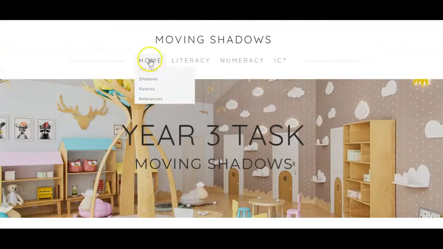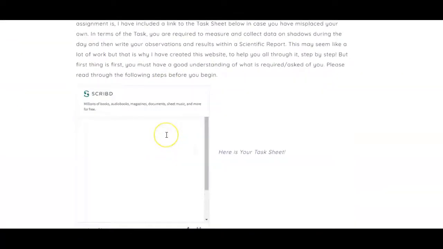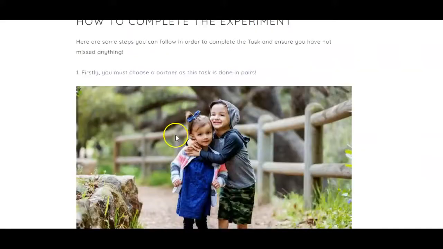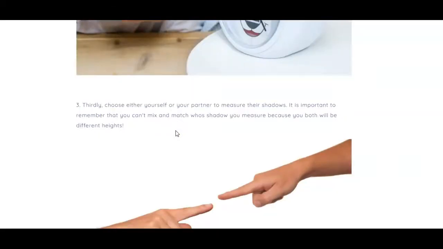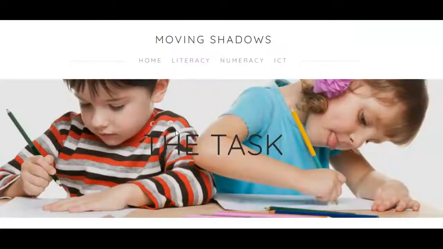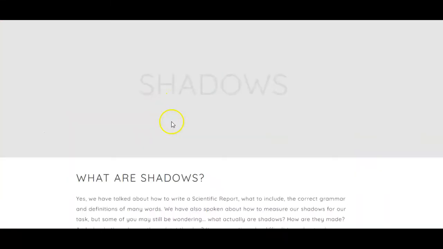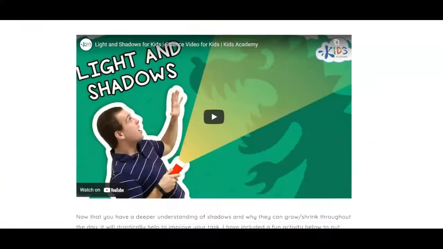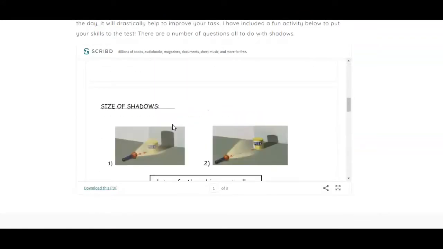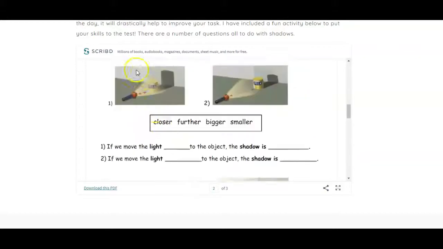So let's have a look what's in the homepage. Here's the task. It talks about what it is, and here is the task which the students can actually download, and this is what your steps might be. And notice it's got really high visual aspects to it. Let's have a look in here, shadows. It goes through what shadows are, how they work, and provides information on the task for them. So a bit of an example they can work through there.